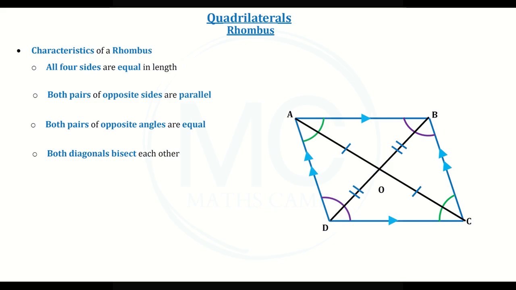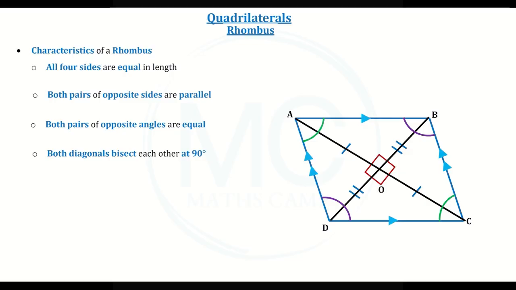But unlike a parallelogram, the diagonals of a rhombus bisect at 90 degrees, so they are perpendicular. This means that every angle at O between 2 adjacent diagonals will be 90 degrees.